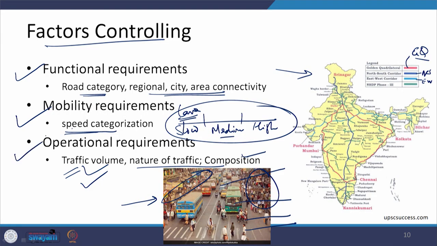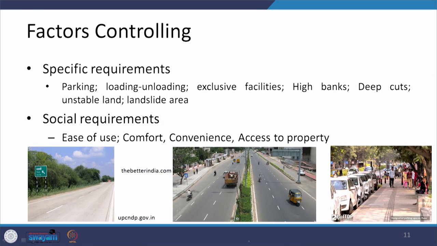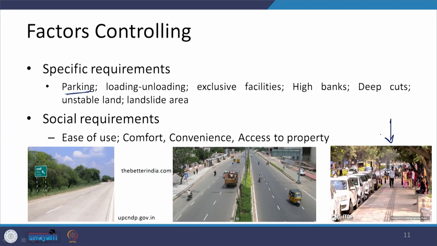So, this is another thing we have to take into consideration, that is where the operational requirements are going to be. Sometimes specific requirements can be there. Say you have to provide a space for the parking of vehicles because certain developmental activities are being provided on the side of a road and people will be coming to that area to utilize that activity. If you see in this photograph, there is a space being provided for pedestrians and at the same time a space dedicated for parking of vehicles, where the cars have been parked parallel to the footpath or parallel to the road.